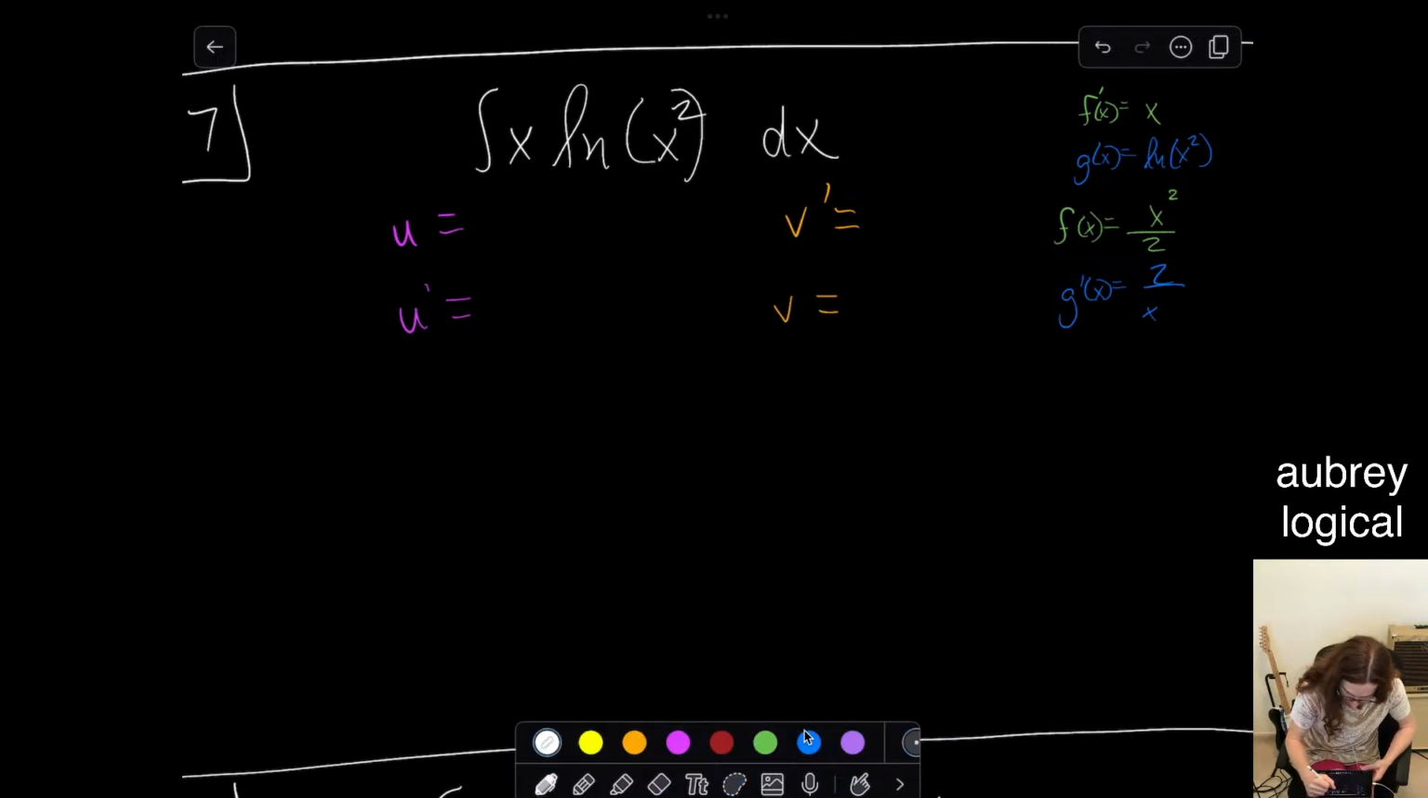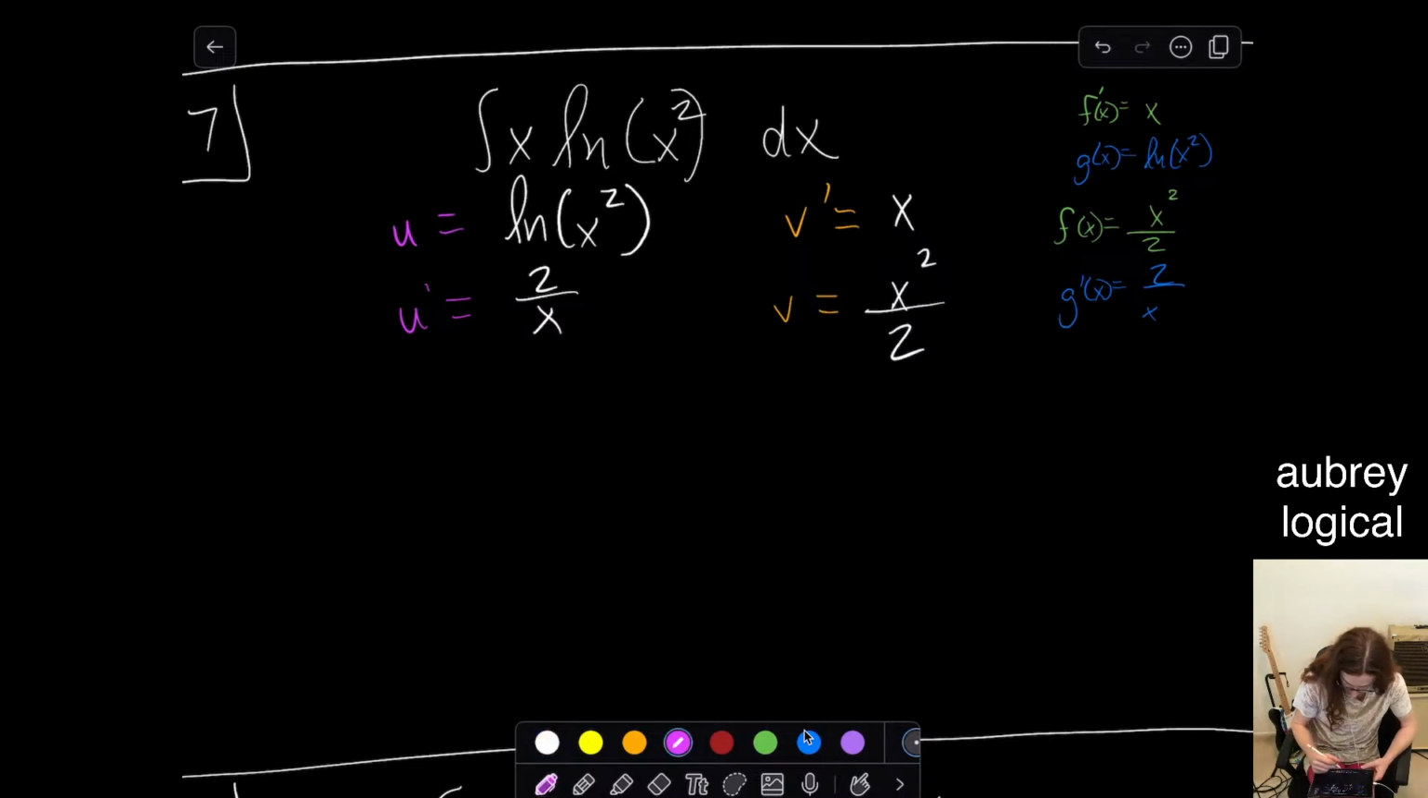So for our u, like I said, we're going to pick the ln of x squared. Its derivative is going to be 2 over x. Seems crazy, but that is it. And then our v prime is going to be x, and then our v is going to be x squared over 2. So now let's go ahead and write out what our formula is.